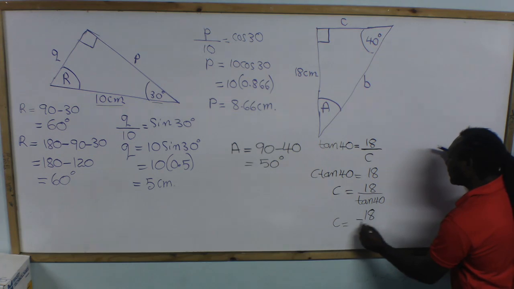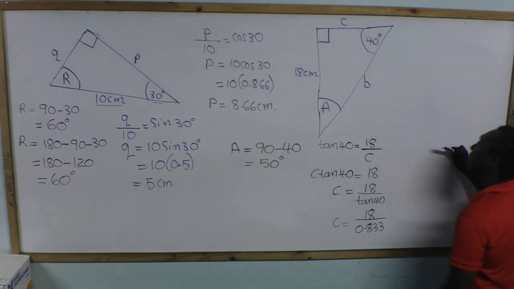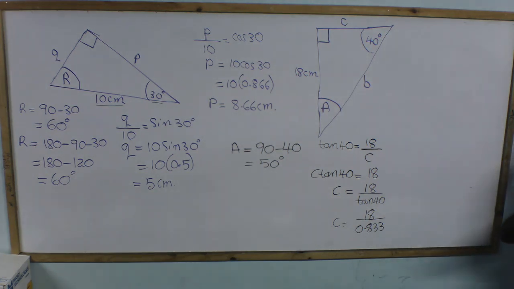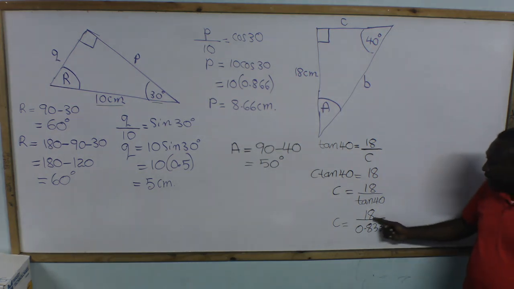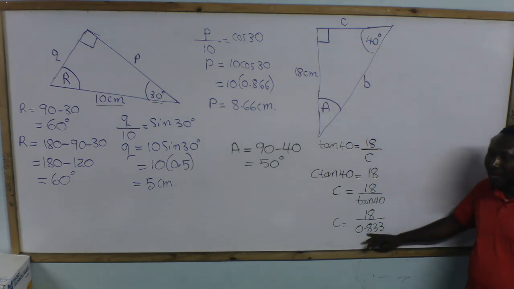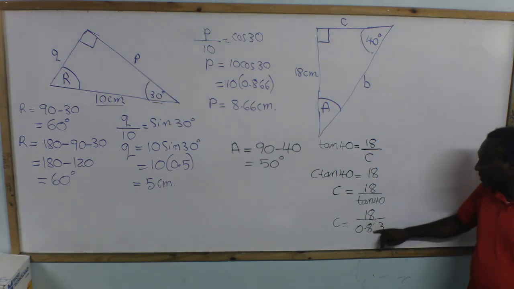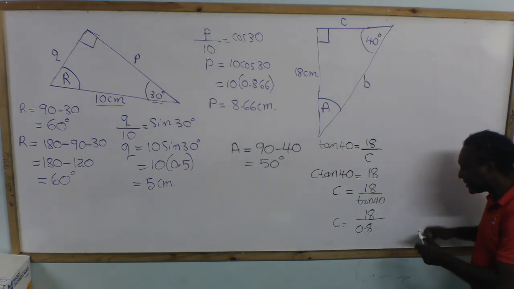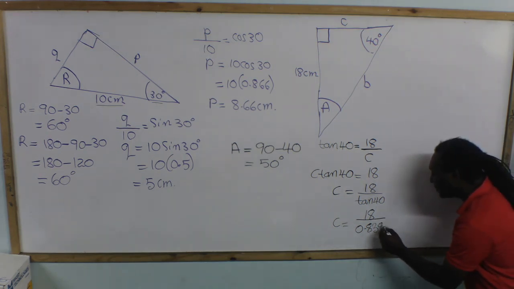Look at this now. Don't do the calculation in the calculator. Look at this number, 18. In order to make a quick calculation, this number tan 40, 0.839, is close to what number that will give you a quick calculation? 0.8. Which number is this close to?